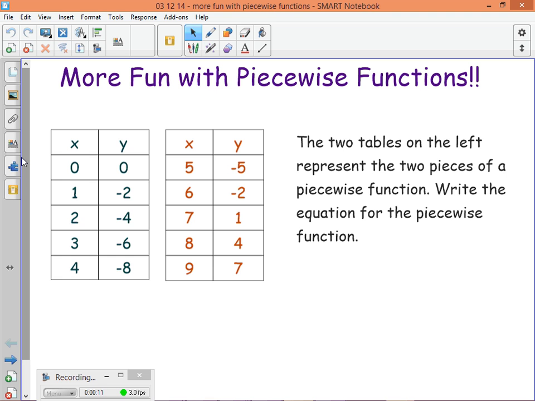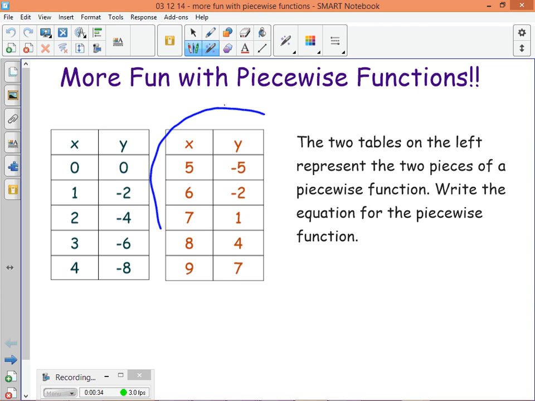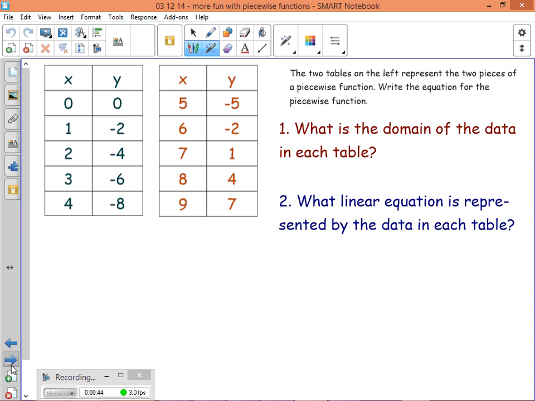All right. Today we have two tables on the left here on your screen, and it says that the two tables represent two pieces of a piecewise function. You know how a piecewise function has multiple parts. These are two parts of it. One piece is represented by this table right here. The other part is represented right here. Great. Write the equation for the piecewise function. You guys are going to think this is so totally easy because there are just two parts.